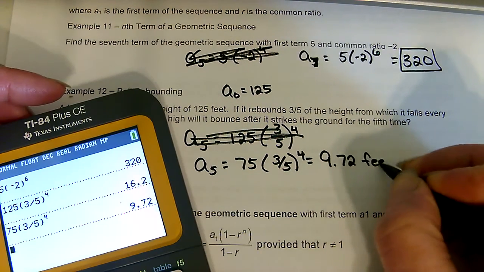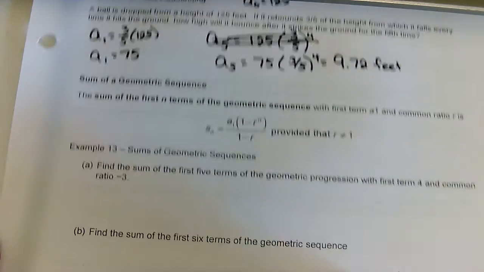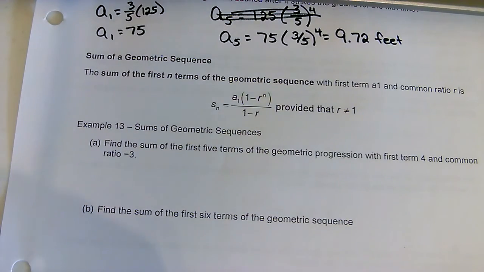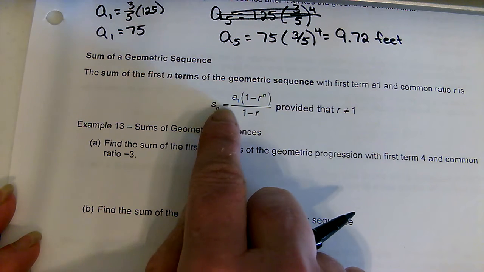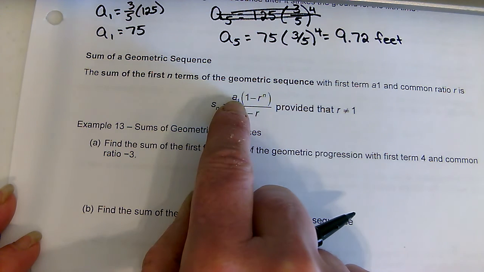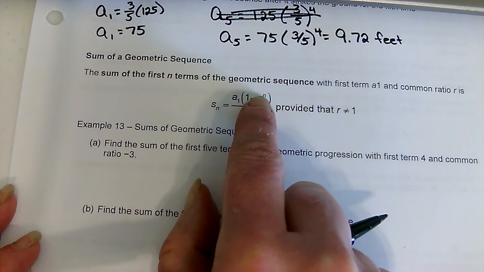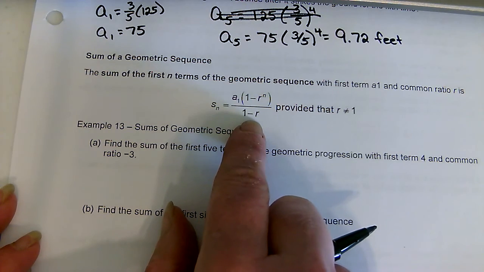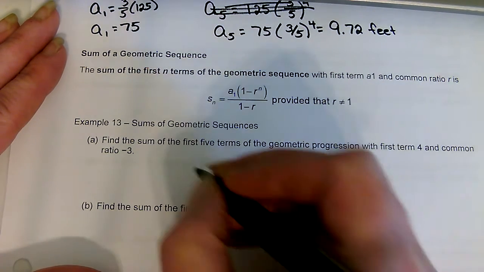This is in feet. Just like arithmetic sequences, we can find the sum of a geometric sequence, and we're given a formula for that. So we don't have to memorize anything. These are formulas that you'll be able to pull back in your notes. The sum is found by taking the first term times 1 minus the ratio to the nth power, divided by 1 minus the ratio.